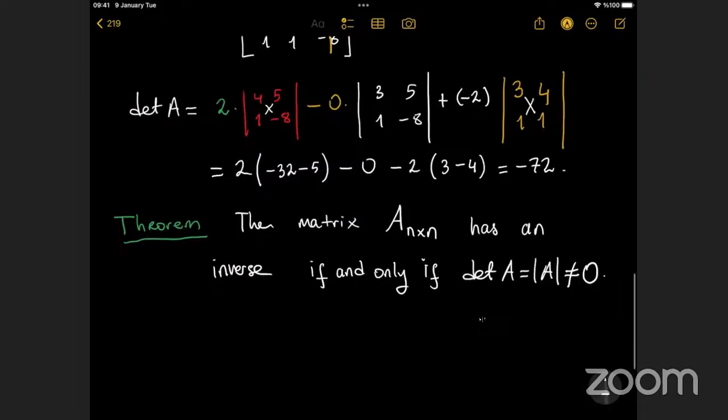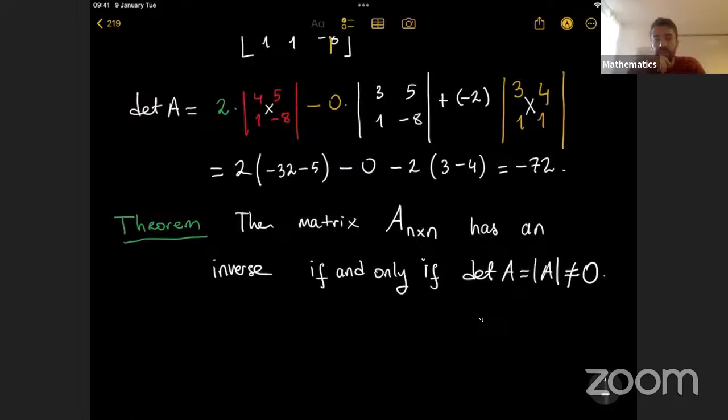Does that work both ways? Like, can we say if the determinant of a square matrix is non-zero, then there is definitely an inverse of that matrix? Yeah, this is both ways. If the determinant is non-zero, then there is an inverse. If there is an inverse, then the determinant is non-zero. If the determinant is zero, then there is no inverse. So this is an if and only if statement: if you have an inverse, then the determinant is non-zero, and also if the determinant is non-zero, there is an inverse.